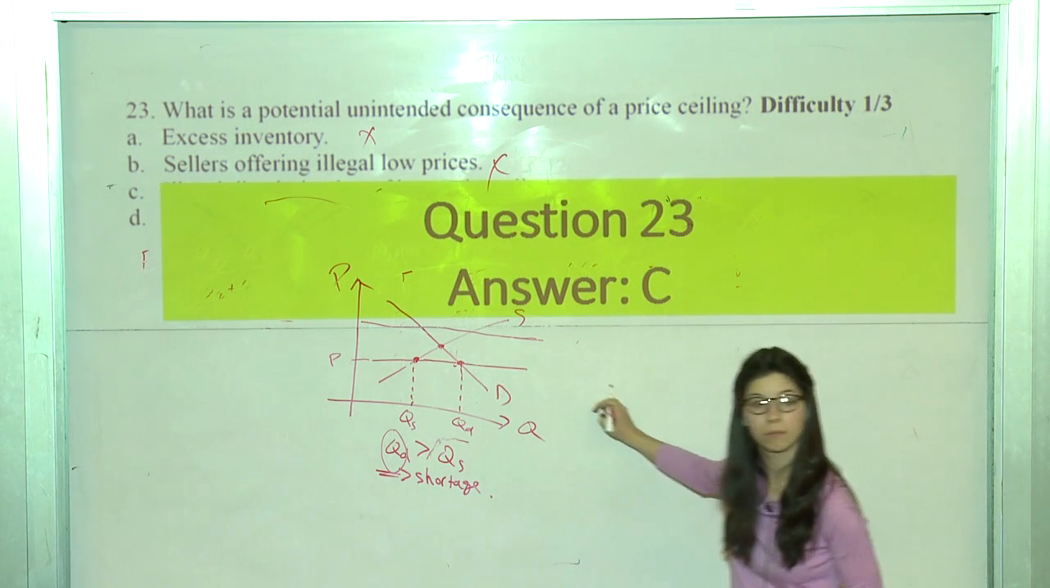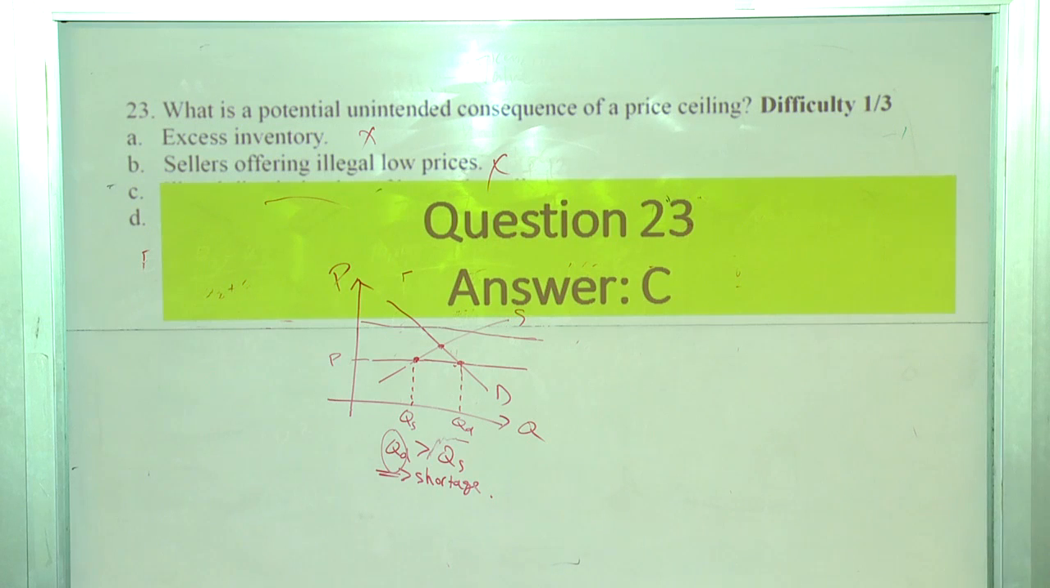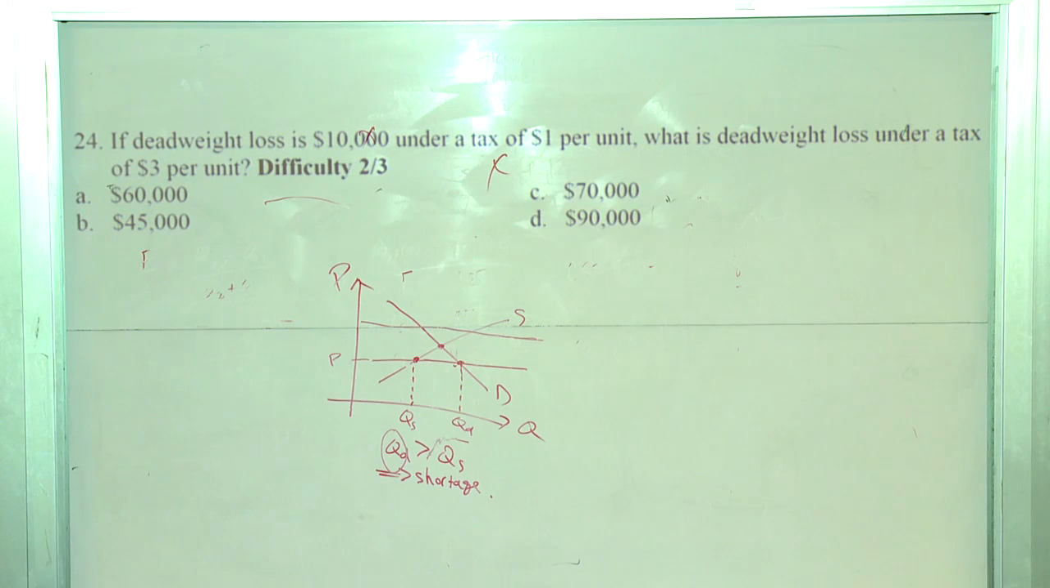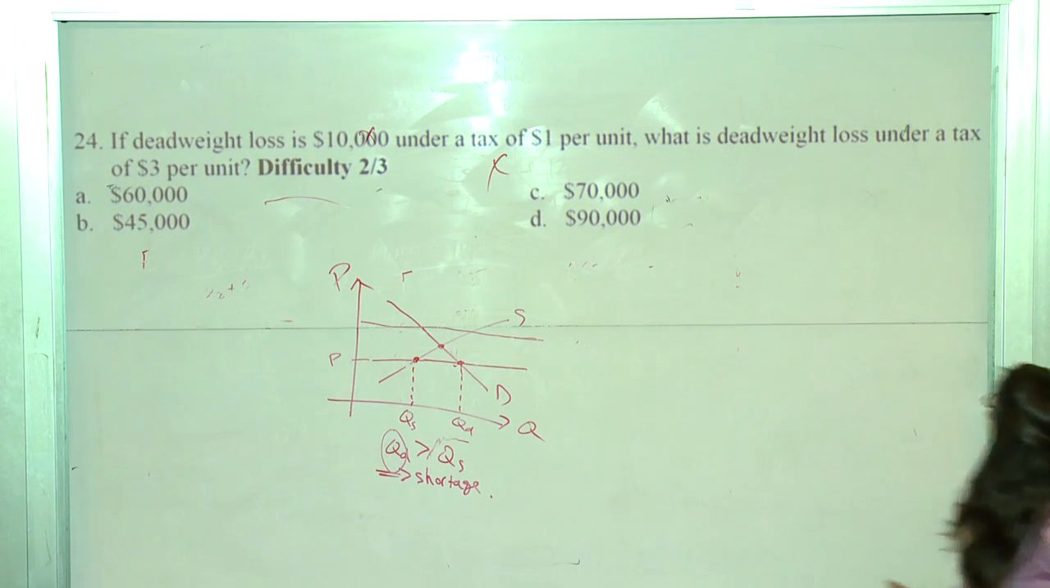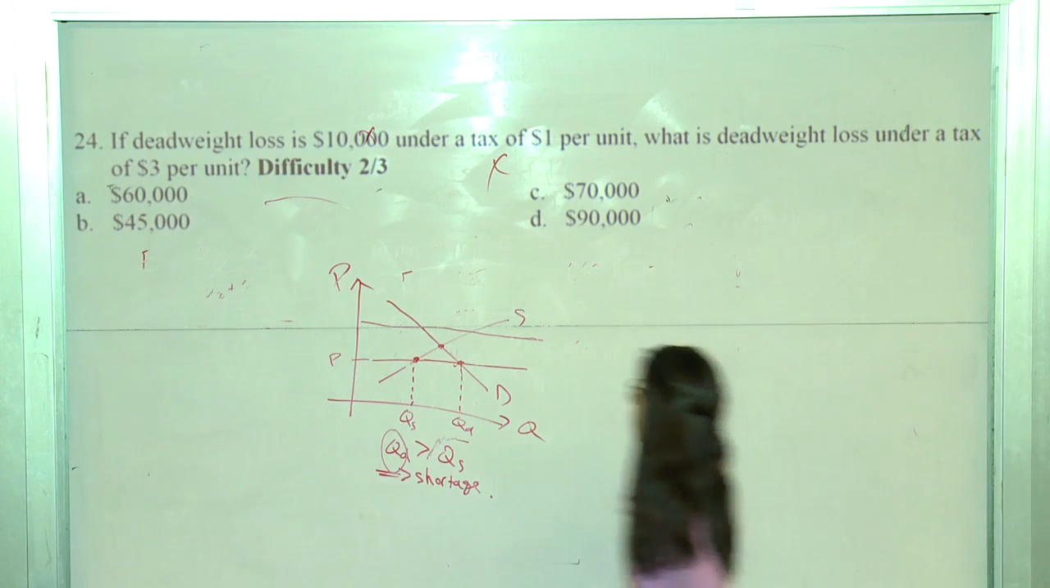Okay? Are there any more questions about this one? All right. 2 more, guys. All right, if deadweight loss is $10,000 under a tax of $1 per unit, what is the deadweight loss under a tax of $3 per unit?